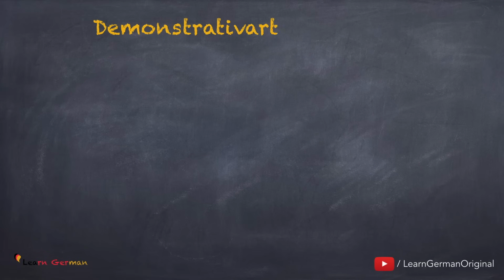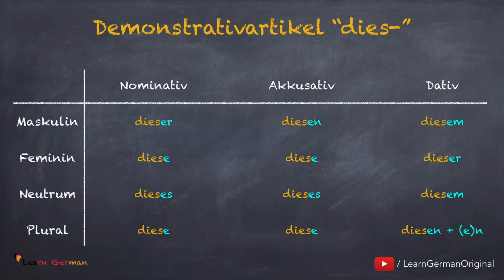Here's an overview of all the demonstrative articles. As you can see, they are not very different from the normal definite articles or from indefinite articles. If you remember the articles for all these cases, then these are not difficult to remember. The masculine article im Nominativ ist dieser, im Akkusativ diesen und im Dativ diesem.